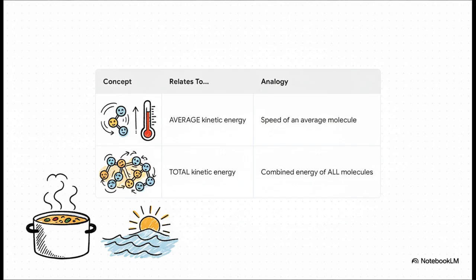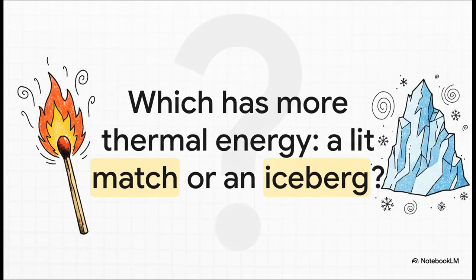And it explains everything from our little soup mystery to why the entire ocean doesn't boil on a super hot day. So, I'm going to leave you with one last question to chew on. Think about a lit match. It has a crazy high temperature, right? Thousands of degrees. Now think about a giant iceberg, which is obviously freezing cold. Which one has more total thermal energy? I think, based on everything we've just gone over, you know the answer.